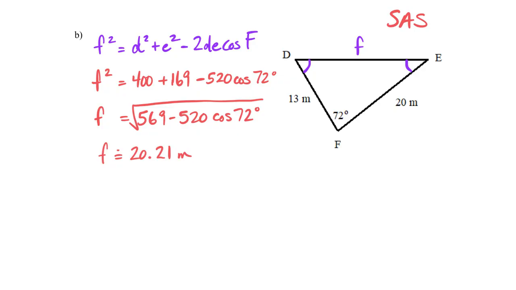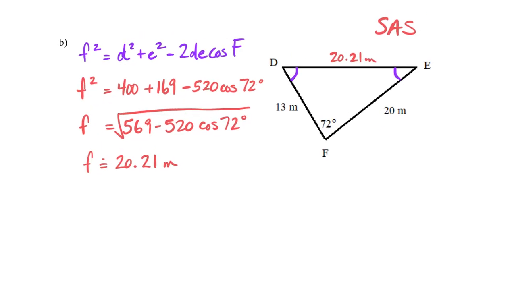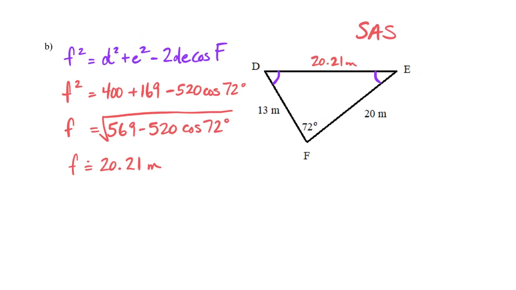Okay, I'm going to go ahead and just label something on my diagram. I am going to put on that 20.21 meters just so we can see it. Okay, why did I do that? Because remember my progression. I want to use Pythagorean or SOHCAHTOA. I can't.